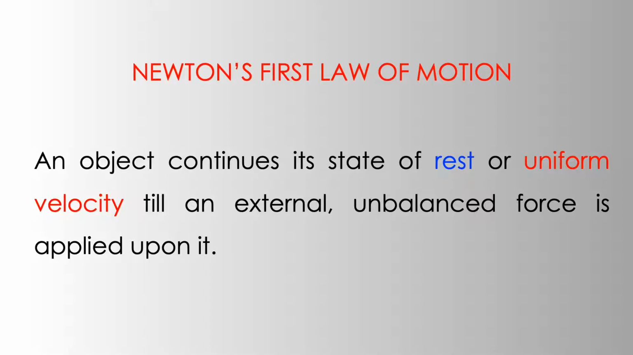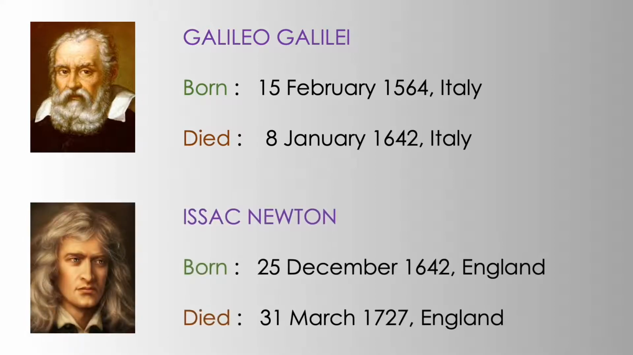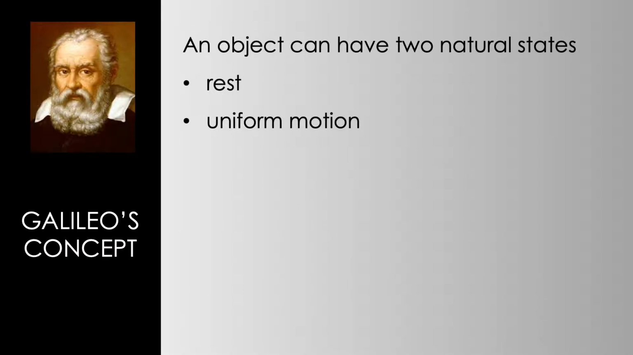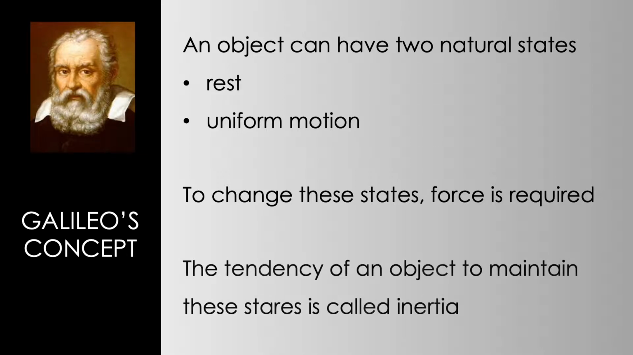However, it is interesting to note that the foundations of this law were actually laid by Galileo, who died in 1642, the same year that Newton was born. Galileo stated that an object could have two natural states, a state of rest or a state of uniform motion. And to change these states, a force would be required. This tendency of an object to remain in its natural state is called inertia, and hence the first law of motion is also called the law of inertia.